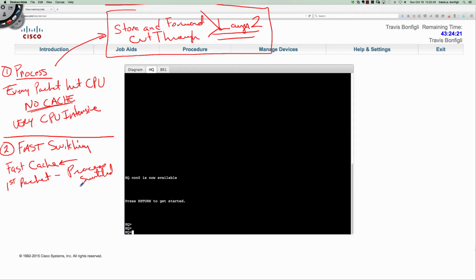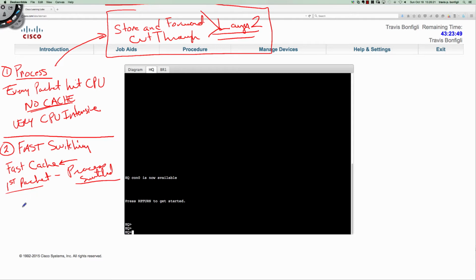Okay? Now, fast caching is great, and we talked about process switching and fast switching when we were in your CCNA curriculum, and we also talked about CEF switching. But process and fast switching work great as long as there's not a ton of turnover in the fast cache. And what I mean by turnover is, remember, the first packet that comes in gets process switched. All subsequent packets are going to hit the fast cache.